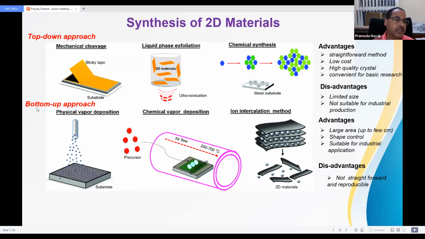Then another approach is called the bottom-up approach. What you do is use physical vapor deposition or chemical vapor deposition. Using this, you can first grow a single layer material, then you can grow bilayer, trilayer, and so on, so you approach from bottom to top. CVD is the most prominent technique for the synthesis of these TMDs and graphene, so I will elaborate on it more.